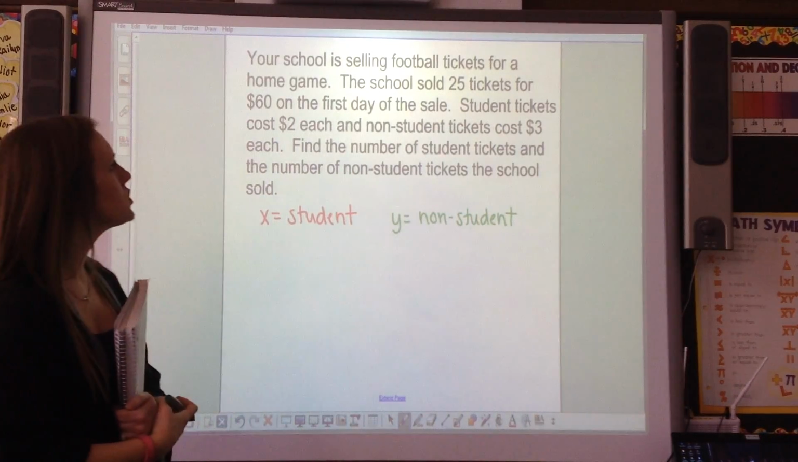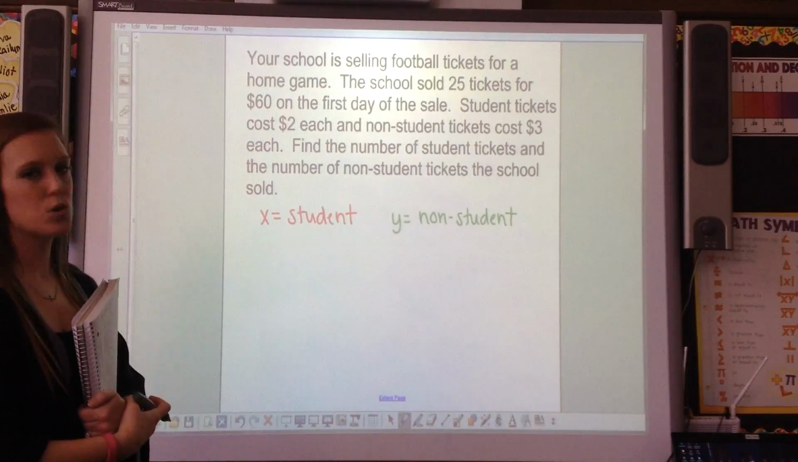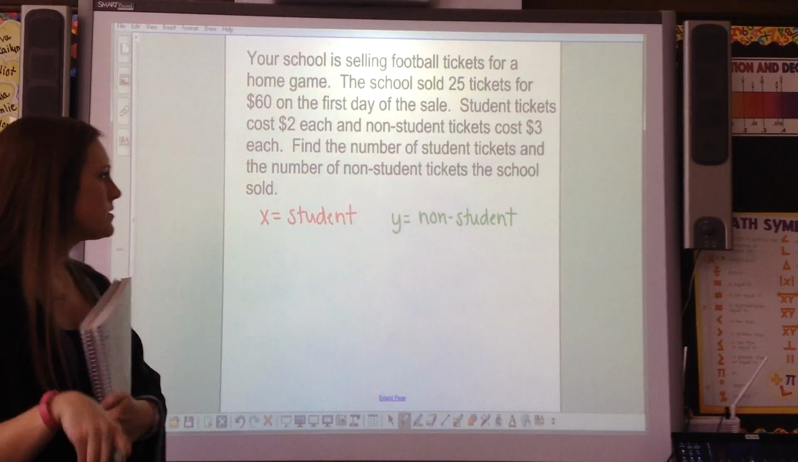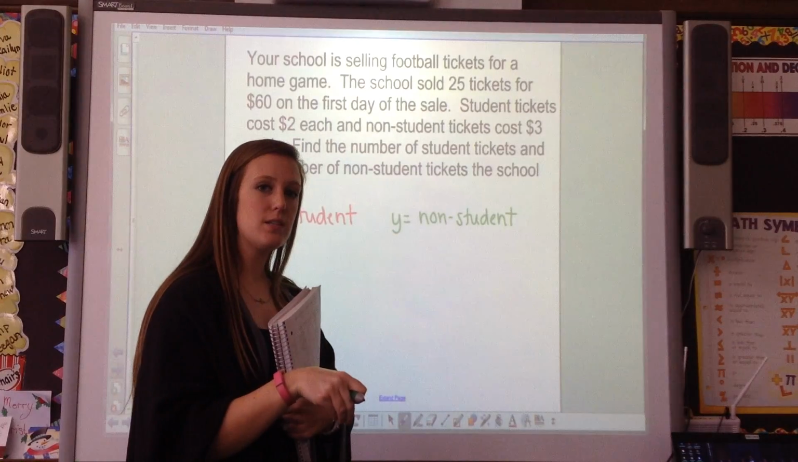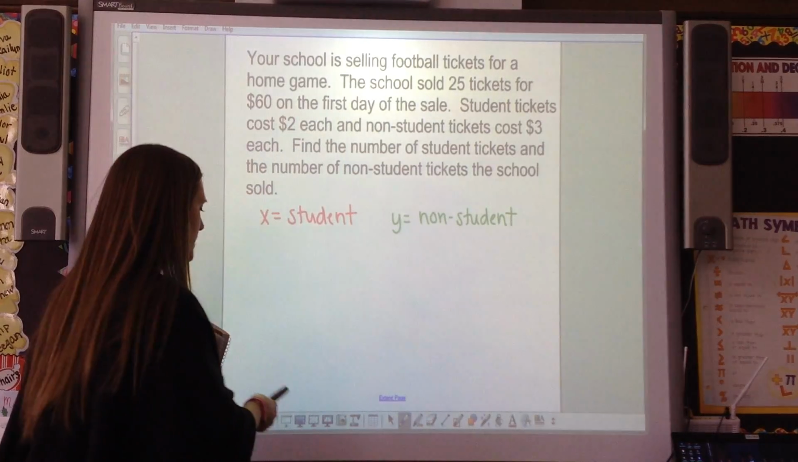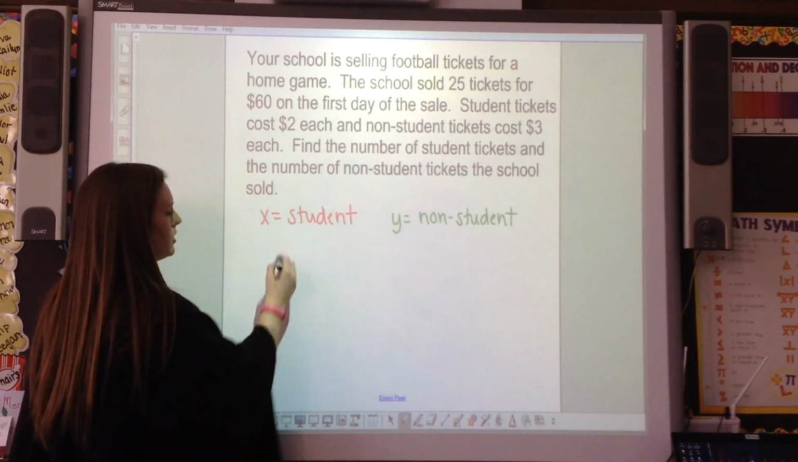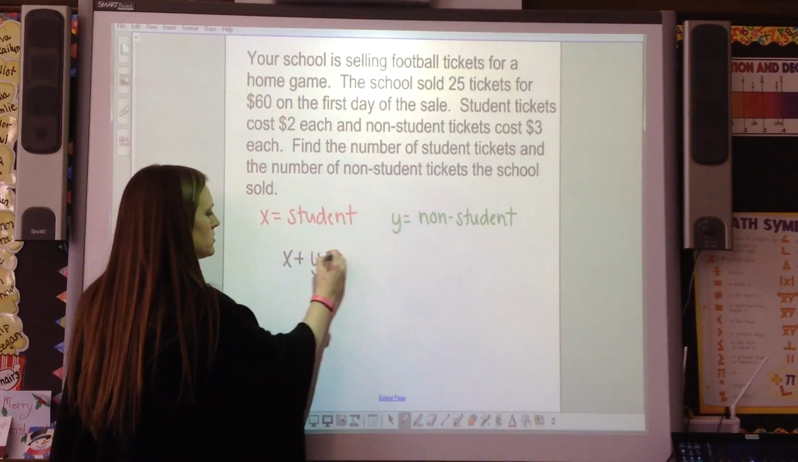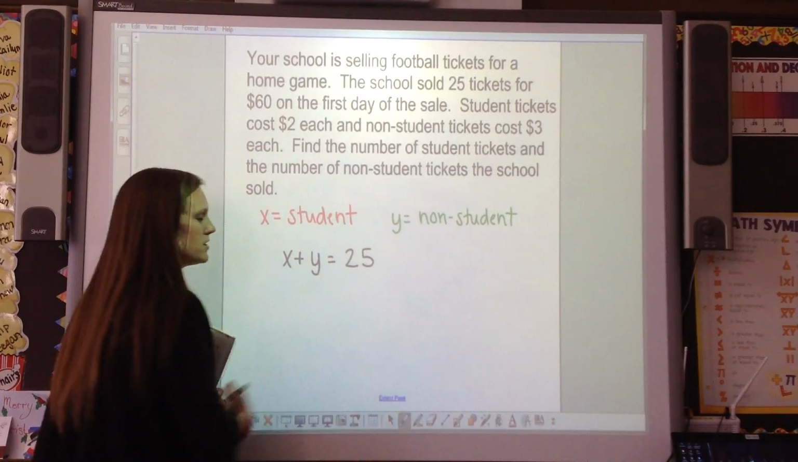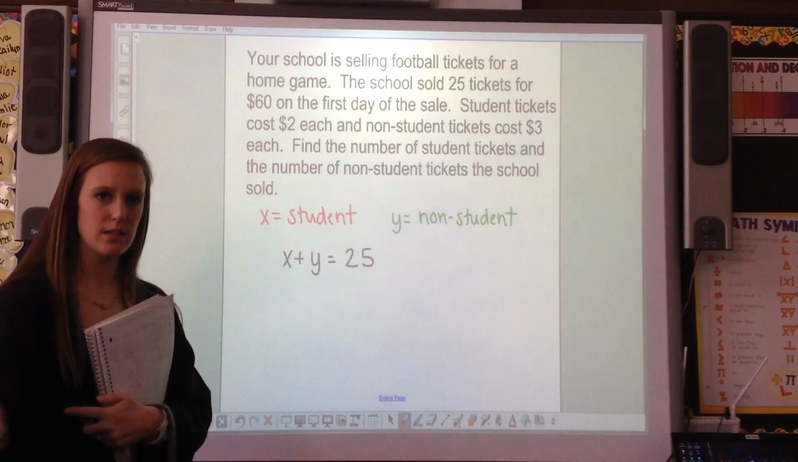It says that the school sold 25 tickets total. So the student plus the non-student tickets equals 25. That's going to be my first equation. The student tickets plus the non-student tickets equals 25 altogether. That strictly deals with just tickets.